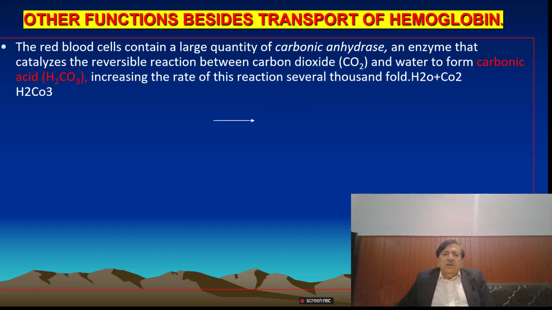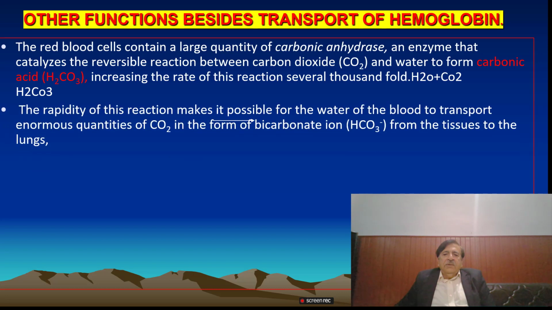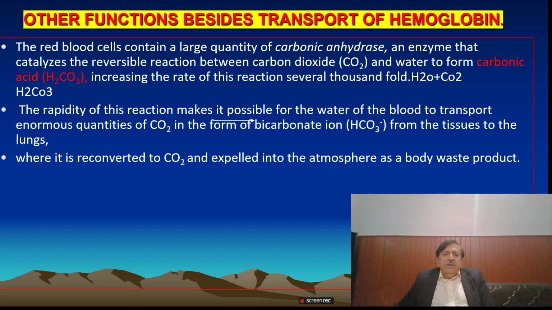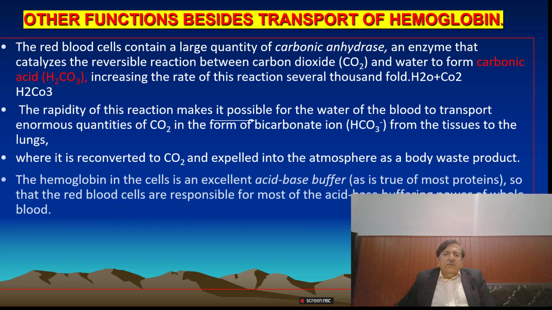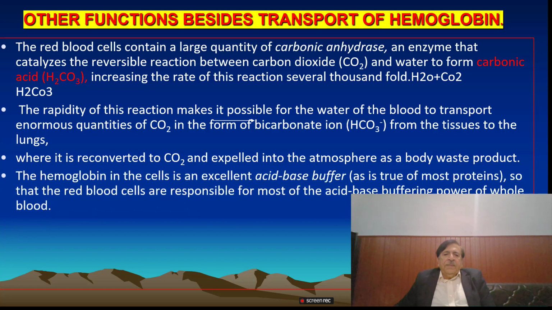Other functions besides transport of hemoglobin. The red blood cell contains a large quantity of carbonic anhydrase, an enzyme that catalyzes the reversible reaction between carbon dioxide and water to form carbonic acid, increasing the rate of this reaction several thousandfold. The rapidity of this reaction makes it possible for the water of the blood to transport enormous quantities of carbon dioxide in the form of bicarbonate ion from the tissue to the lung, where it is reconverted to carbon dioxide and expelled into the atmosphere as a body waste product.